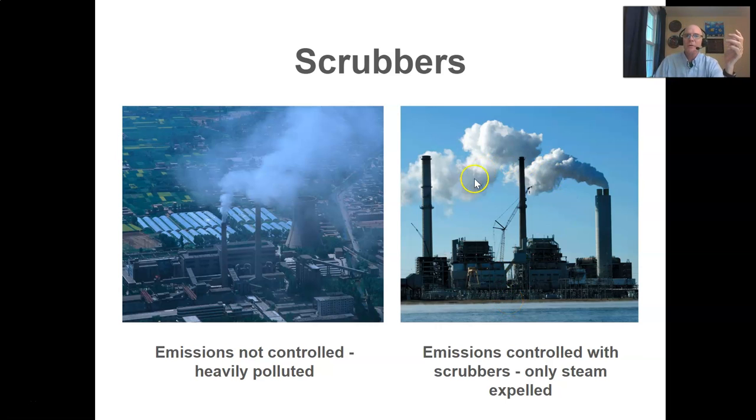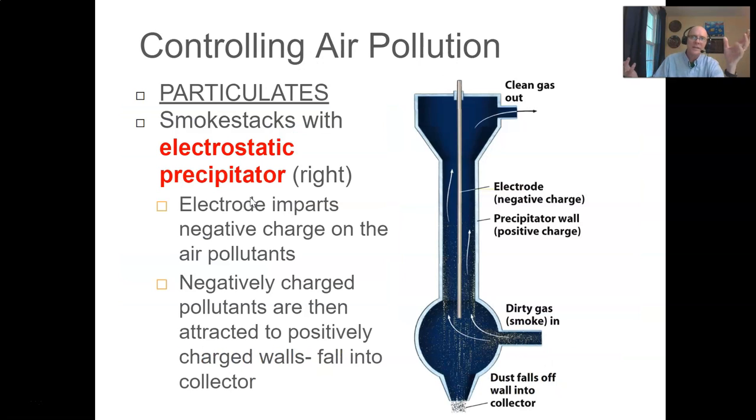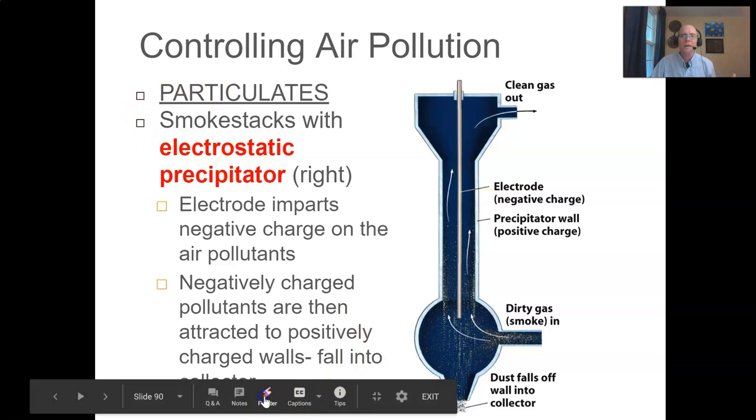But most of the time what you see coming out of a smokestack is not smoke at all. In fact, it's just steam. But before the Clean Air Act is when you had lots of particulates, lots of NOx and SOx being emitted into the atmosphere. There's basically two kinds of scrubbers. One is called an electrostatic precipitator, and that pulls particulates out. Let me get that pointer going again. There we go. That pulls particulates out.